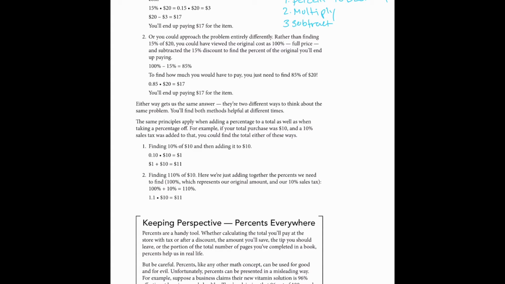So the second way you could do it is this way. So 100% right here. Take away 15%, which is the same as 100 take away 15, equals 85%.